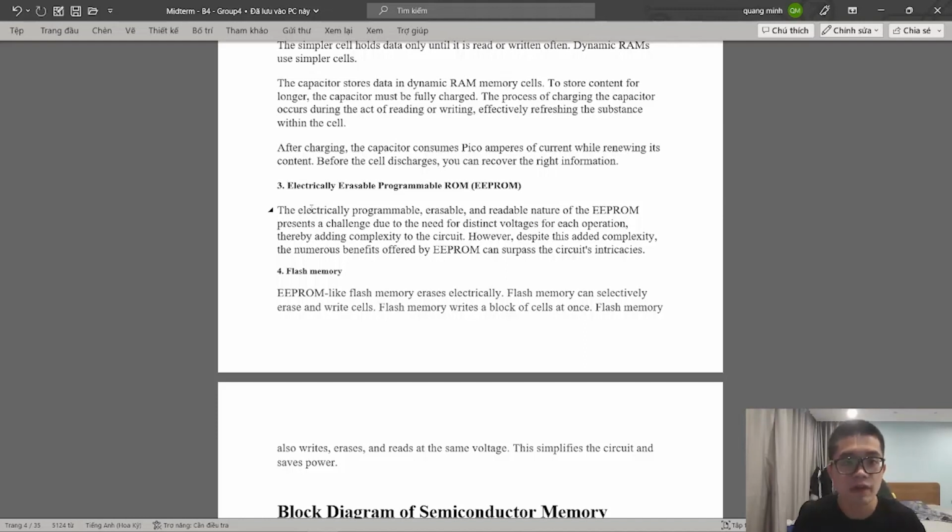And finally is flash memory. Like EEPROM, flash memory is erased electrically. Flash memory can selectively erase cells, while flash memory writes a block of cells at once, and flash memory also writes, erases, and reads at the same voltage. This simplifies the circuit and saves hours.